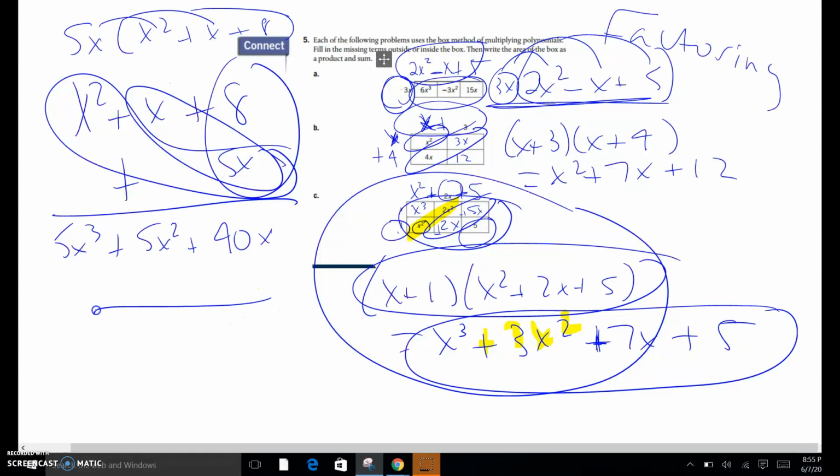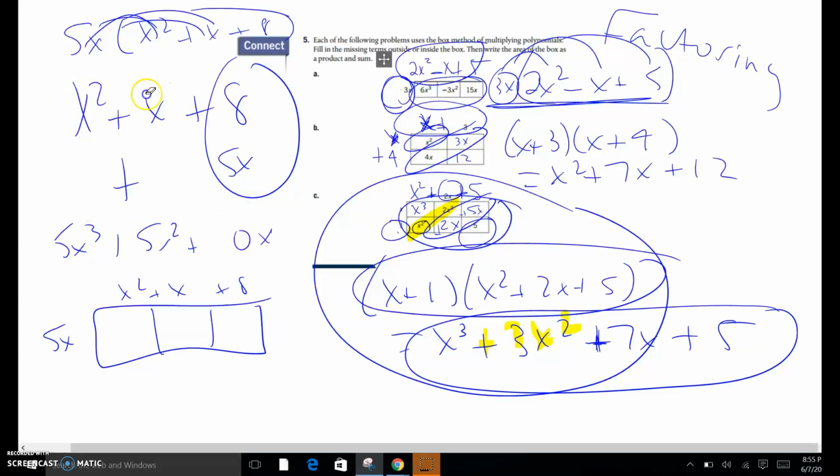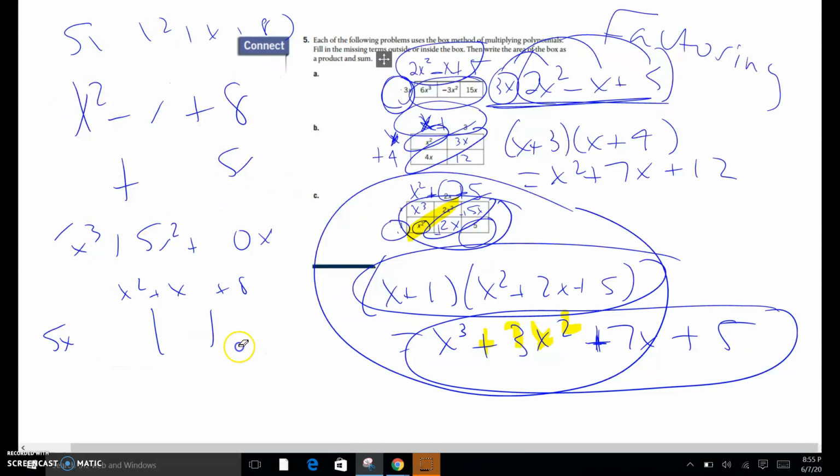If you love the box, you can even do the box with one thing. You could put a 5x here, and then put your x squared and x and 8 up here, so that if you don't really want to distribute like this, you could do it in the box. So, I mean, there are tons of options here. You just got to figure out what works for you. All right, we're going to stop there, and I think that's it for now.